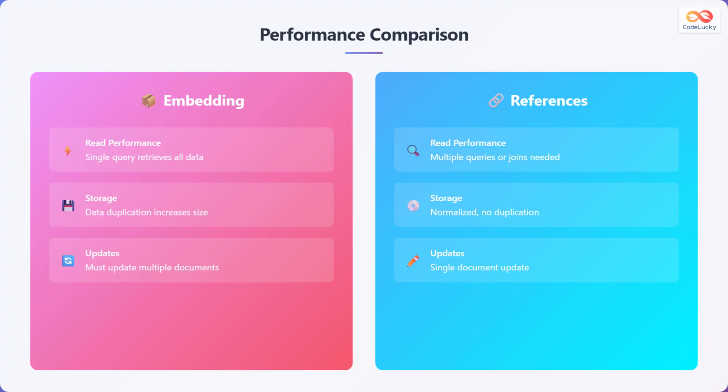On the other hand, with references, the read performance might be slower since multiple queries or joins might be needed to retrieve all the data. The storage is more efficient, since the data is normalized and there is no duplication. Updates are typically simpler because you only need to update a single document. In summary, embedding favors read performance at the cost of storage and update complexity, while references optimize storage and update simplicity, but may require more complex read operations.